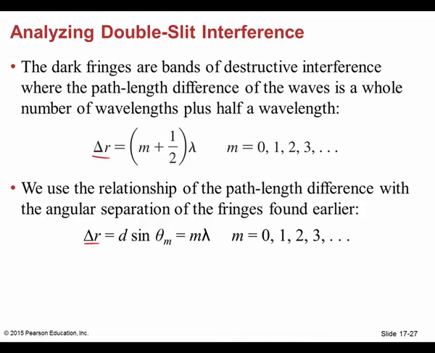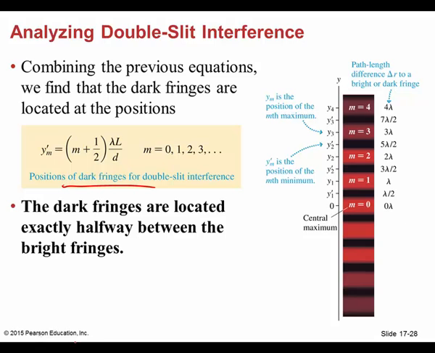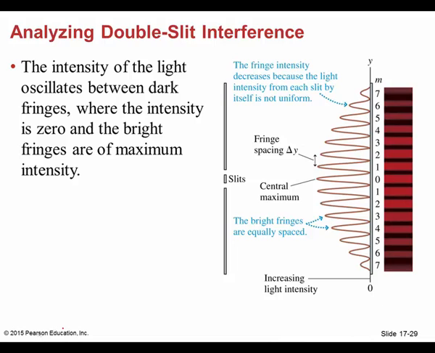And again, when you do your wave diffraction lab, you'll see this property, this relationship, show up. Now, so for dark fringes, there it is. The intensity of light oscillates between dark fringes, where the intensity is 0, and the bright fringes, which are maximum intensity. And of course, as you note, as you get farther from the central maximum, the intensity of the bright fringes does get lower.